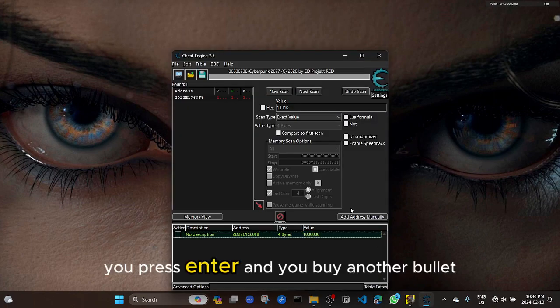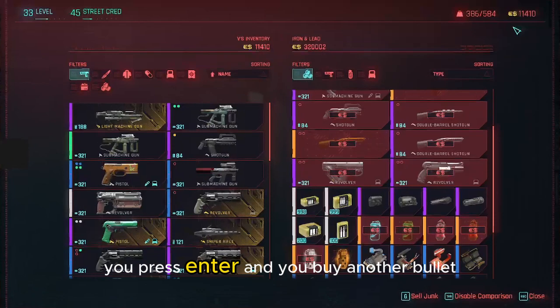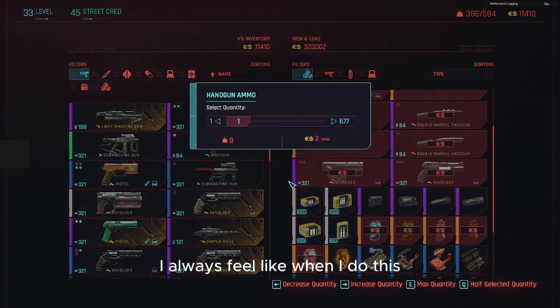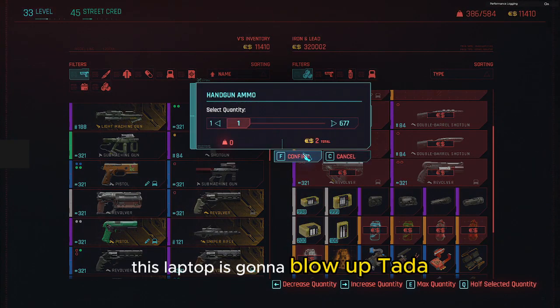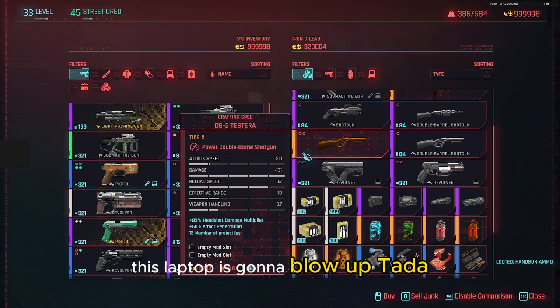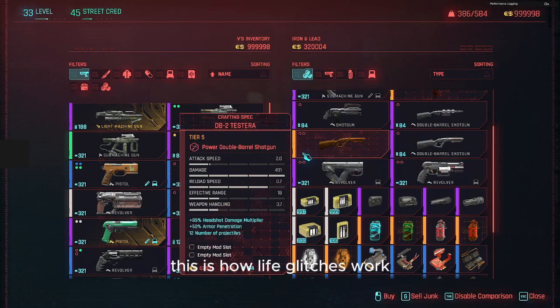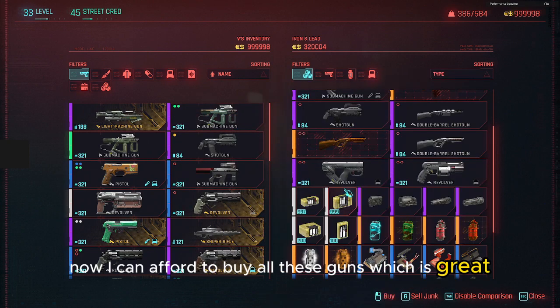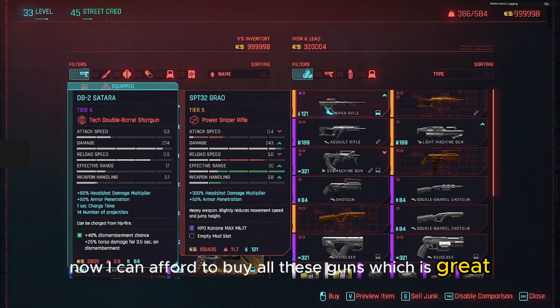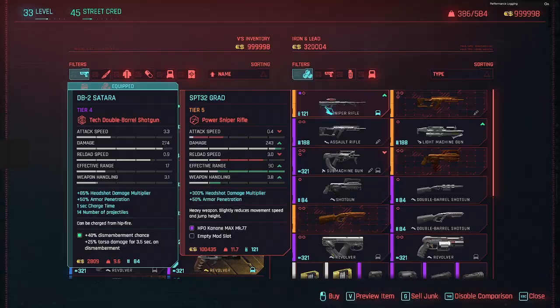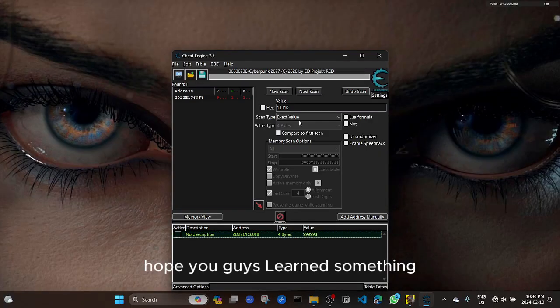You press enter and you buy another bullet. I always feel like when I do this, this laptop is gonna blow up. Ta-da! This is how life glitches work. Now I can afford to buy all these guns, which is great. Hope you guys learned something.